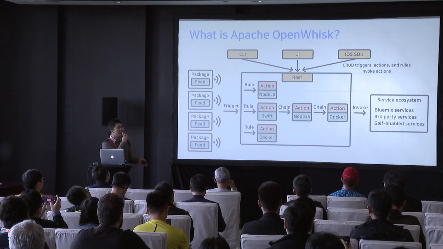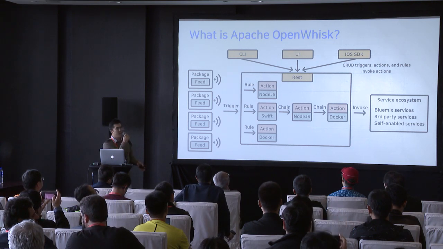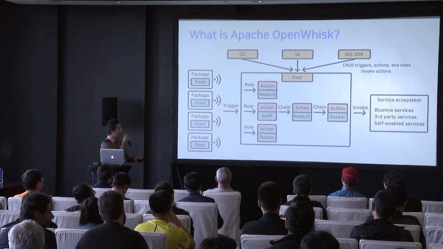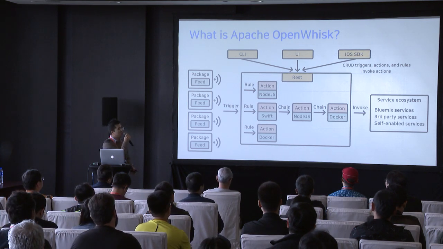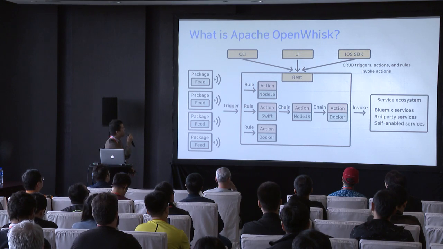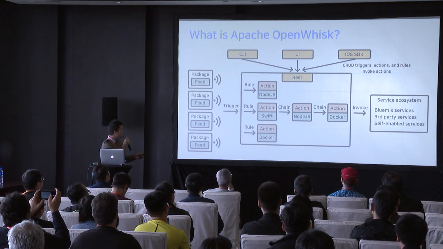They are just snippets of code, or users' custom bytecode, embedded in a Docker image. So with these triggers, rules, and actions, OpenWhisk can run users' code in response to external events, like a database update, a code commit into GitHub, or just a simple HTTP request.